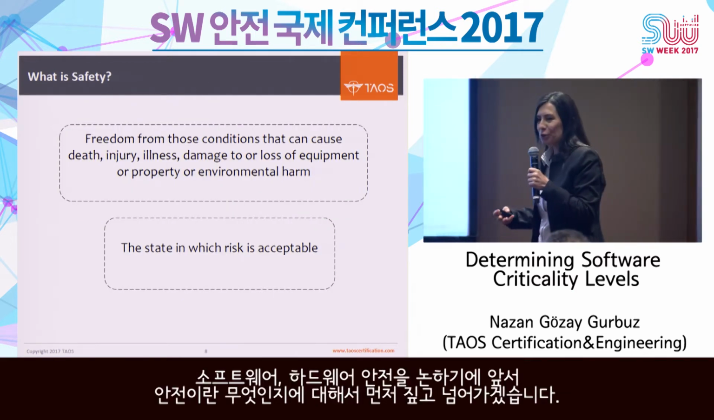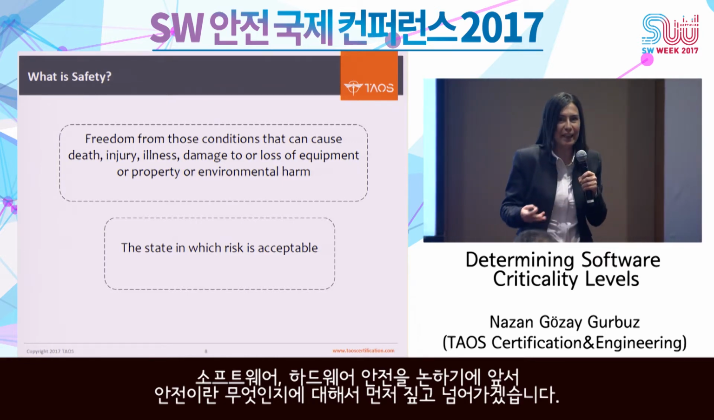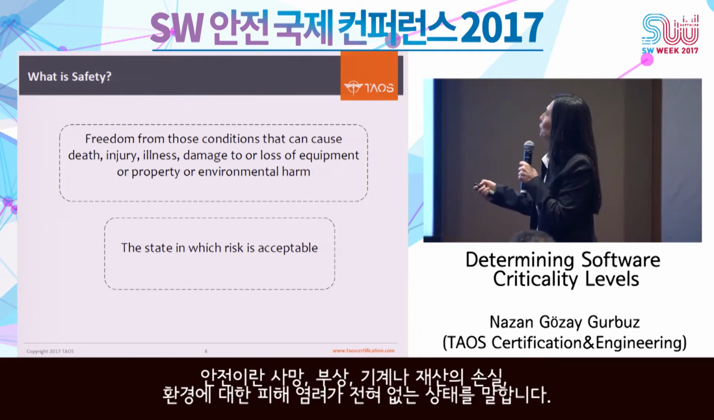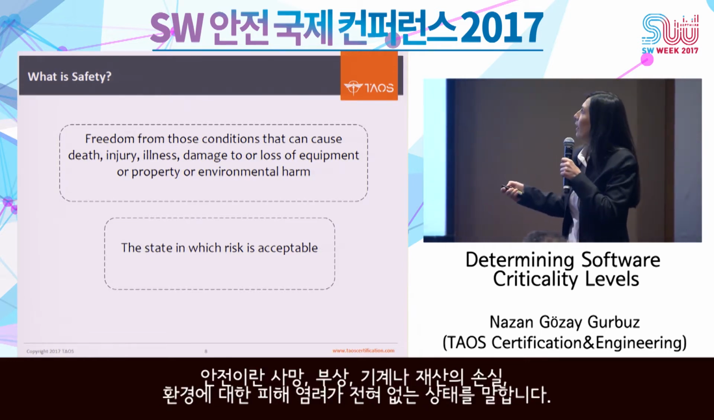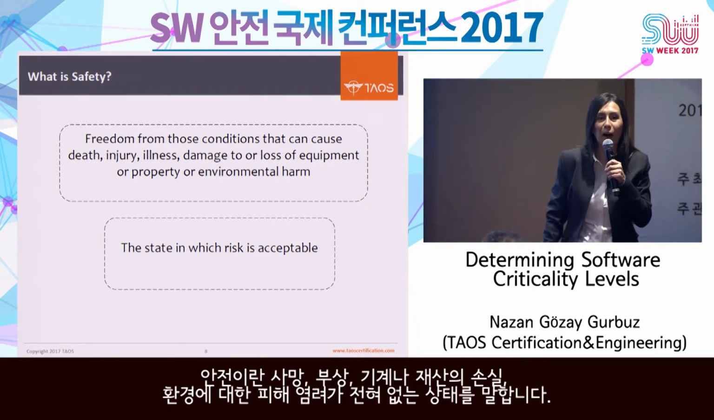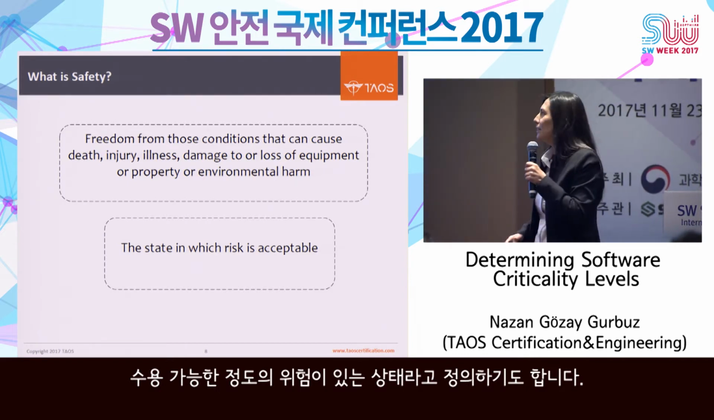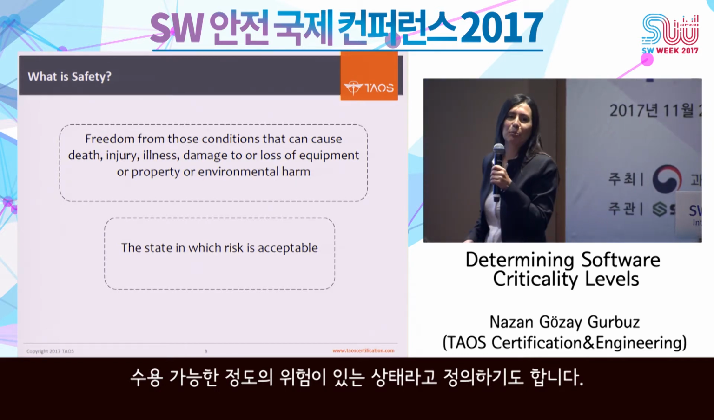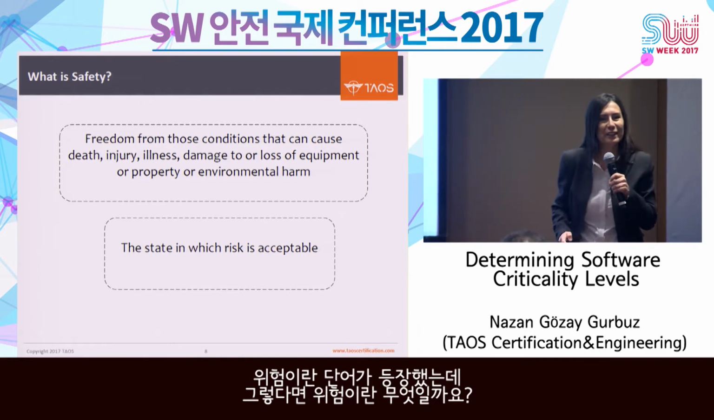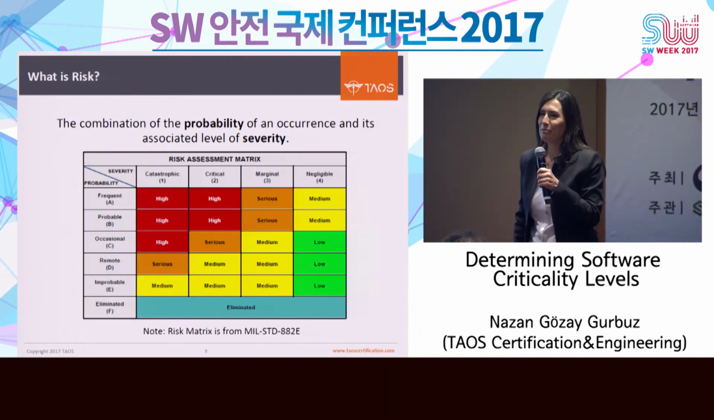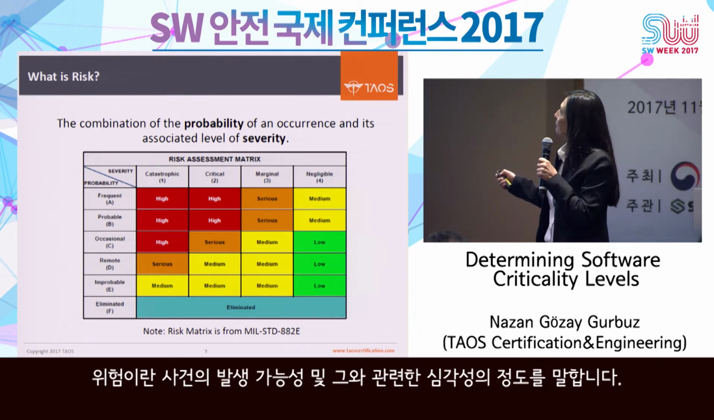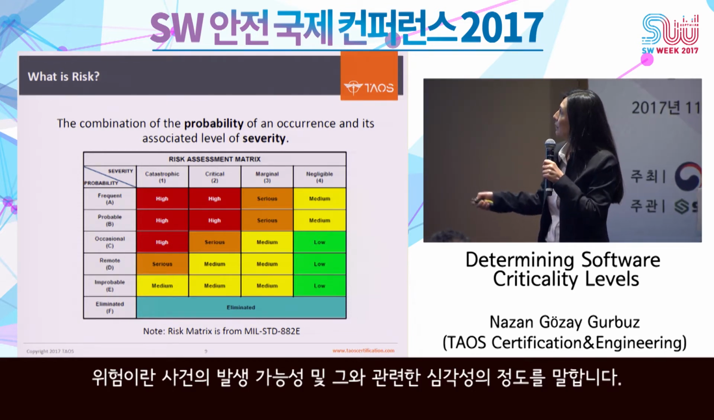So we are talking about software safety, hardware safety. What is safety? We should understand first what safety is. Safety is freedom from any condition that can cause death, injury, loss of equipment, property, or environmental harm. Another definition is the state in which risk is acceptable. Now we start talking about risk, and a question comes up: what is risk? Risk is the probability of any occurrence and the associated level of severity, right?